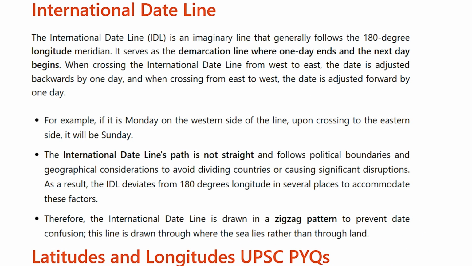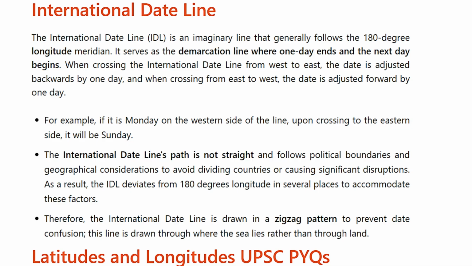International date line. The international date line is an imaginary line that generally follows the 180 degree longitude meridian. It serves as the demarcation line where one day ends and the next day begins. When crossing the international date line from west to east, the date is adjusted backward by 1 day, and when crossing from east to west, the date is adjusted forward by 1 day.